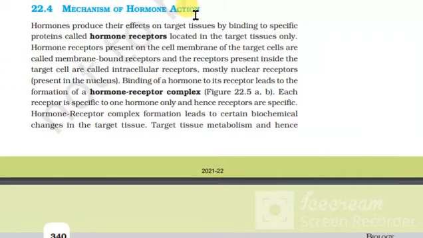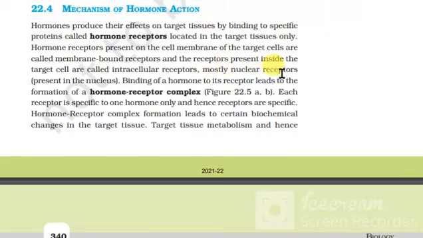Mechanism of hormone action. Hormones produce their effects on target tissues by binding to specific proteins called hormone receptors located in the target tissues only. Hormone receptors present on the cell membrane of the target cells are called membrane-bound receptors, and the receptors present inside the target cell are called intracellular receptors.